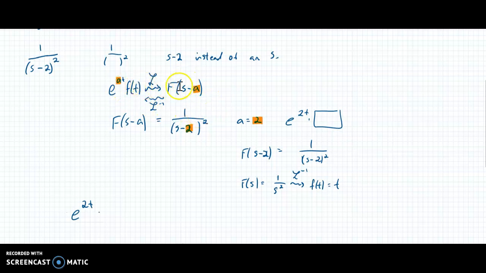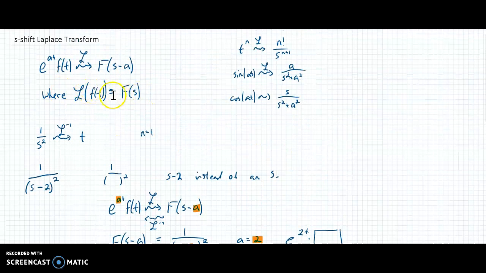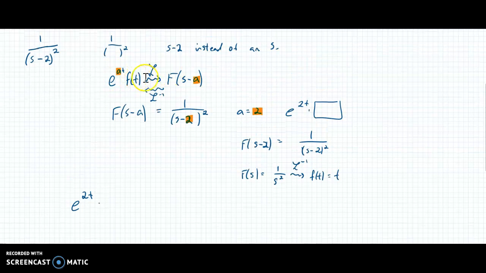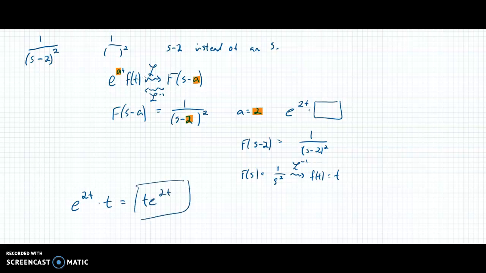Well, the Laplace of f of t is big F of s, right? So that's what I said right here. Once we identify what f of s is without the minus 2, which is 1 over s squared, I inverse Laplace that and I get t, and that becomes my f of t here. So I get e to the 2t times t, and we would probably write that as t e to the 2t because it just looks better like that.